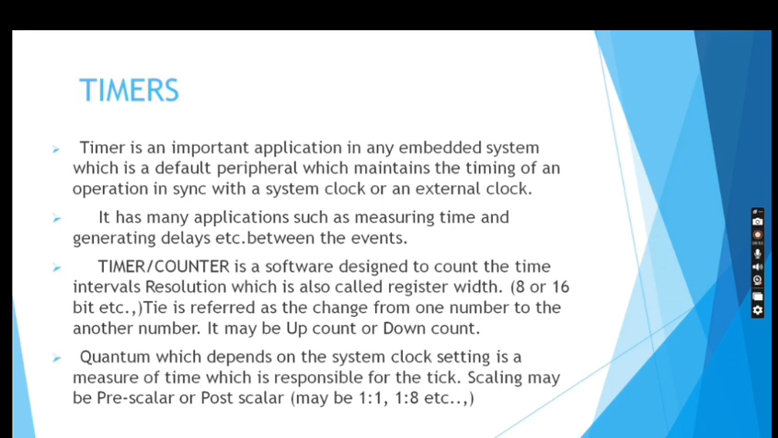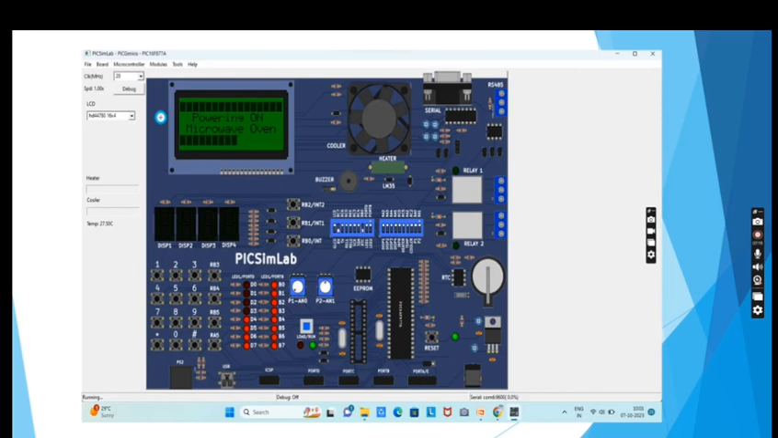A tick is referred to as the change from one number to another number. It may be up count or down count. Quantum, which depends on the system clock setting, is a measure of time which is responsible for the tick scaling, and may be prescaler or postscaler, may be 1:1 or 1:8, etc.